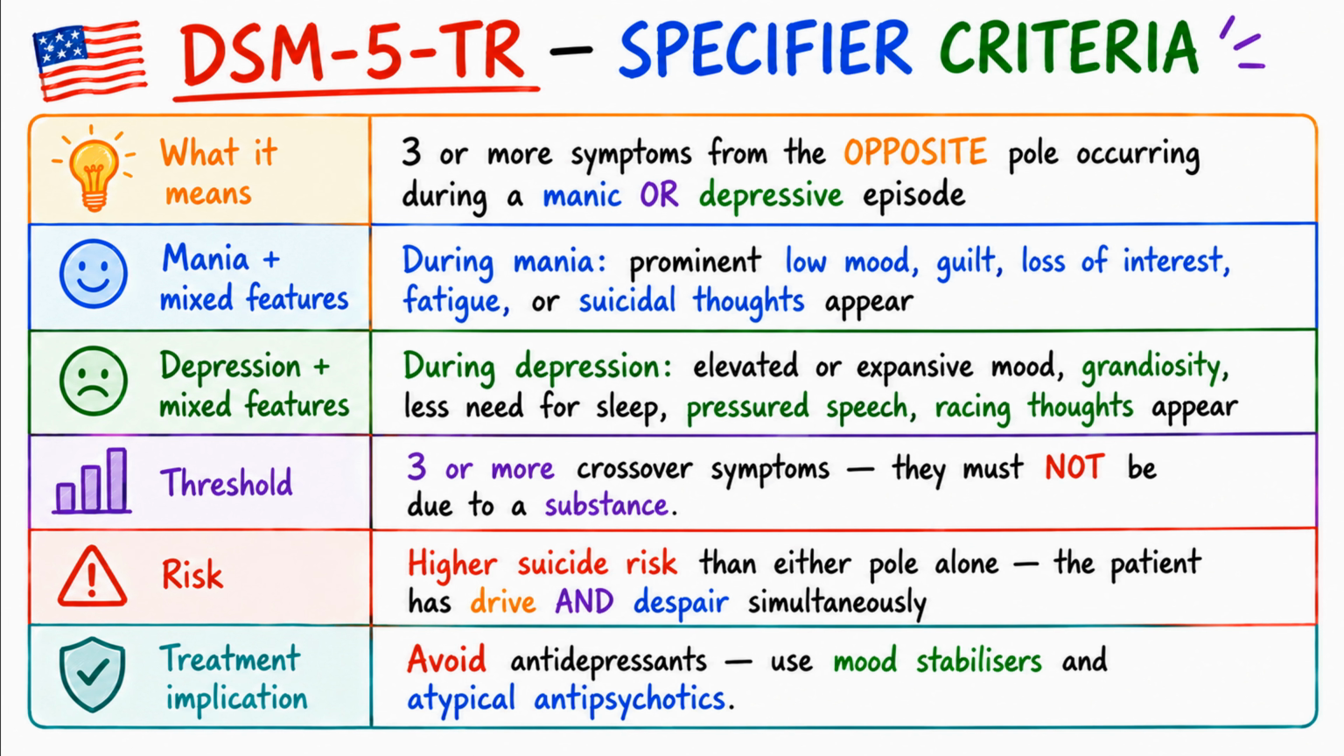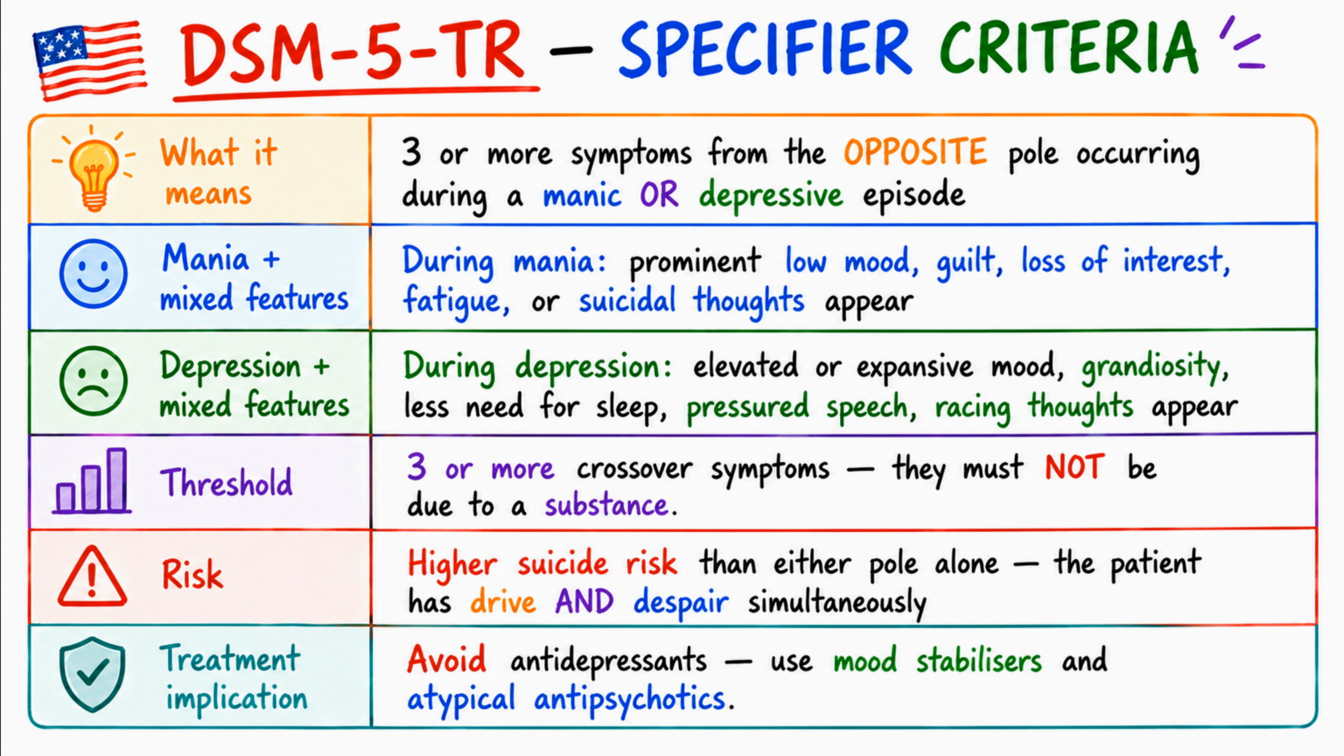Here's how to think about the DSM mixed features table. The core rule is simple: 3 symptoms from the opposite pole. That's it. If someone is manic and you notice they're also expressing profound hopelessness, guilt, or suicidal thoughts, that's mixed features on a manic episode. If someone is depressed but they're also showing decreased need for sleep, pressured speech, or grandiose ideas, that's mixed features on a depressive episode. The threshold is 3 crossover symptoms. Not a full manic episode and a full depressive episode simultaneously, just 3 symptoms bleeding across. And they can't be explained by drugs or alcohol.